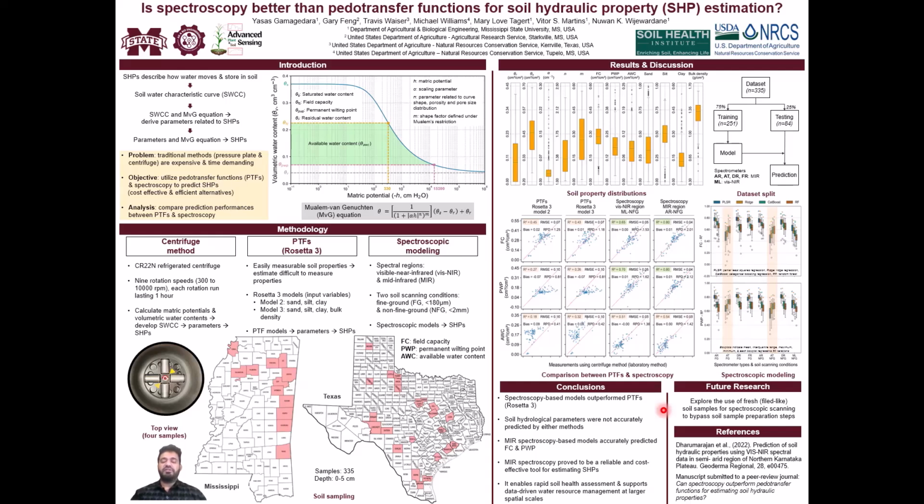The impact of this research is that we can use mid-infrared spectroscopy as a reliable and cost-effective tool for estimating soil hydraulic properties. This enables rapid soil health assessment and supports data-driven water resource management at larger scales. In future research, we should explore the use of fresh soil samples for spectroscopic scanning to bypass soil sample preparation steps such as fine grinding and non-fine grinding.